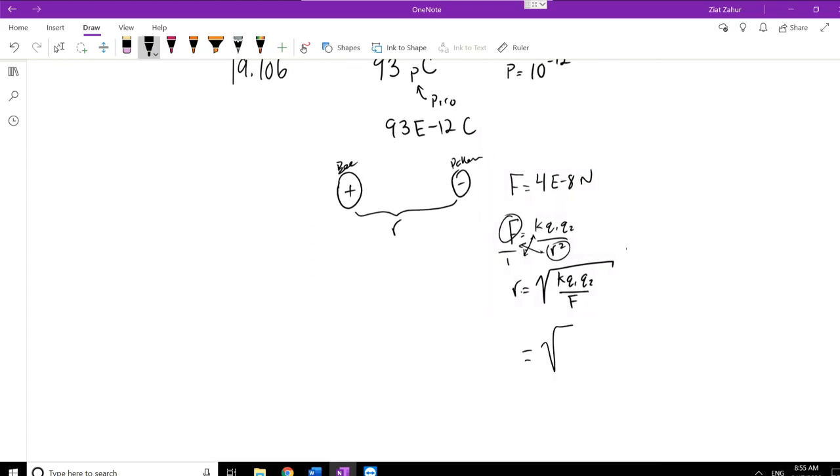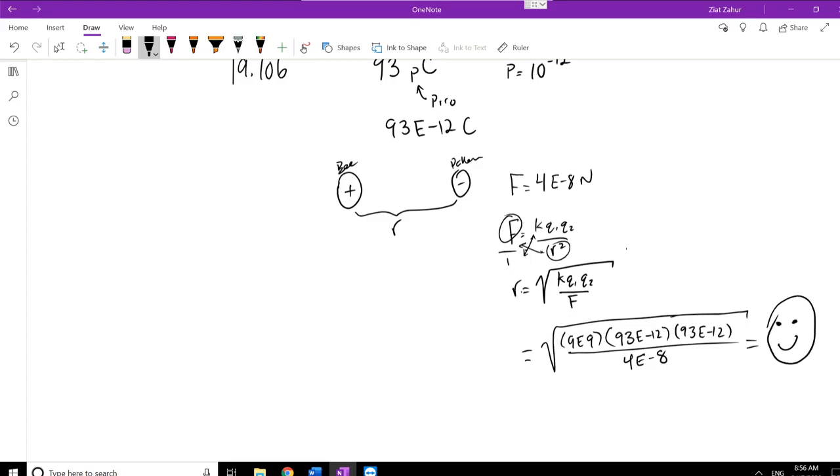So you get square root of 9e9 times Q1, which is 93e negative 12 times 93e negative 12 divided by the force. The force is 4 times 10 to the negative 8. And make sure the entire thing is inside the radical. And that should give you your answer. Yay!